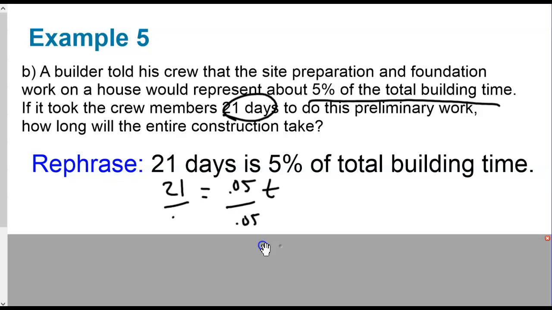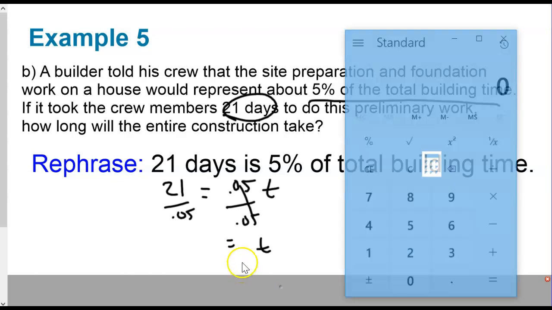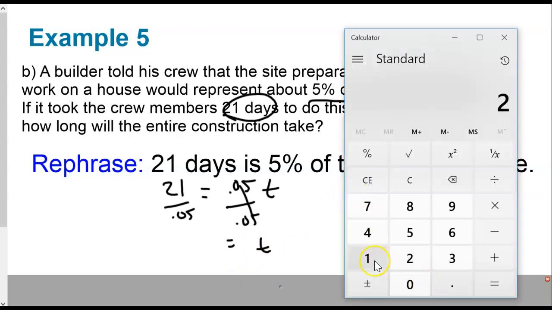What we do to one side, we have to do to the other. This goes out. We're left with T equals 21 divided by 0.05, and we're left with 420 days.